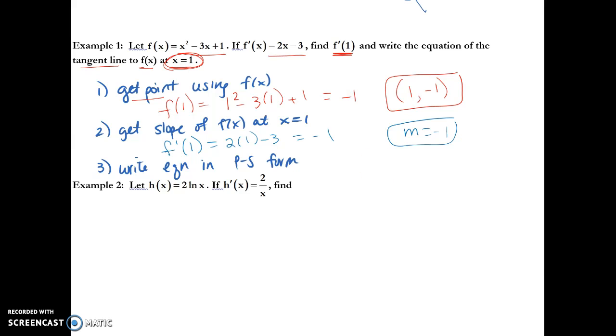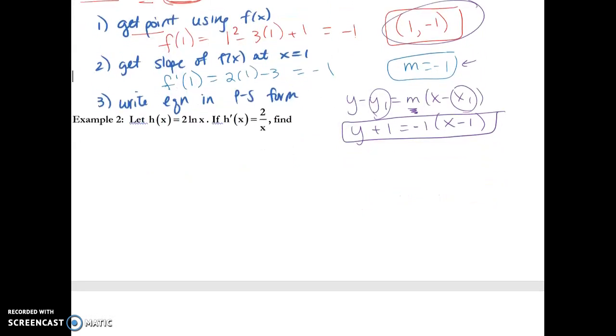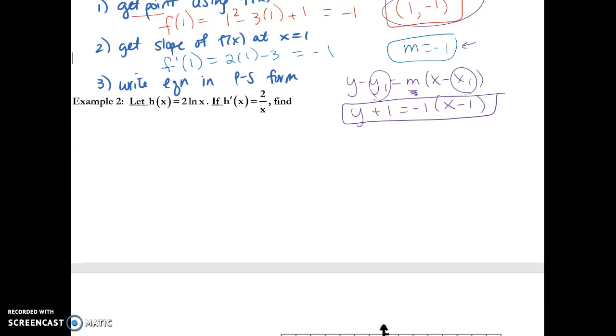I'm sorry, point-slope form. So I will do y minus y1 equals m times x minus x1, and for the y1 and the x1, I use the values from my point. So y minus negative, or y plus 1, and for my slope, I use the value I see here, negative 1, times x minus 1. And then we can leave our answer just like this. Similarly to how we talked about how we don't have to simplify radicals in the denominator and whatnot, same thing is true with our equations of our lines. We can absolutely leave them in point-slope form.